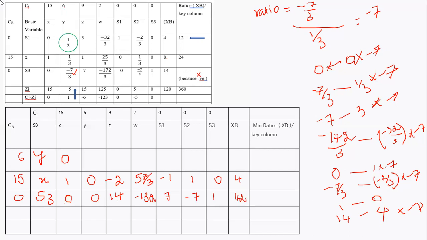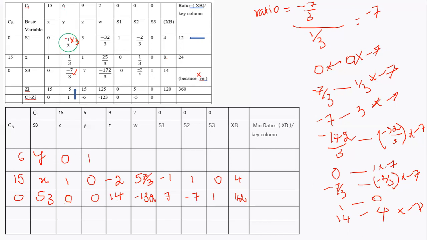Coming to the first row, this is the key number. So the key number should be made as 1. How do we make it as 1? You multiply throughout by 3. So that 3 will get cancelled. You will be getting it as 1. So that is how we get the key number as 1.